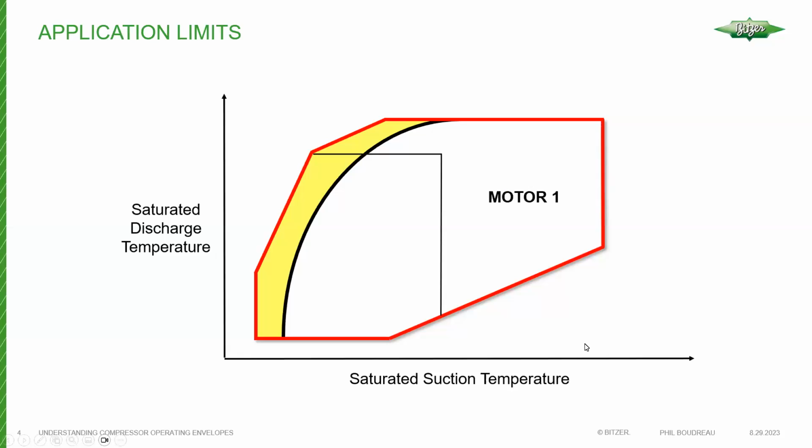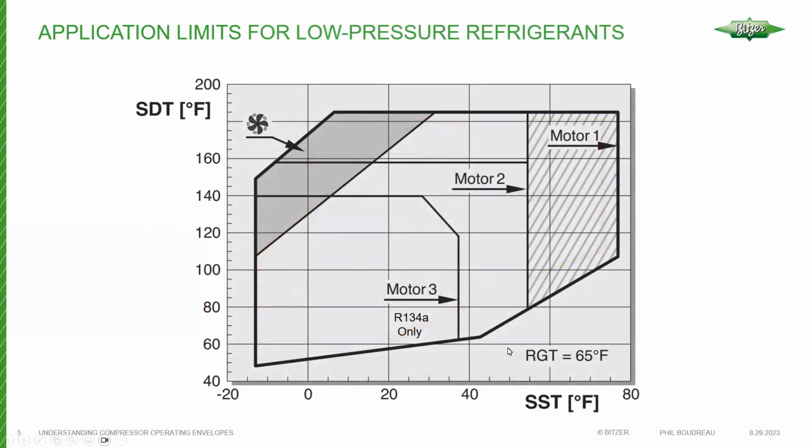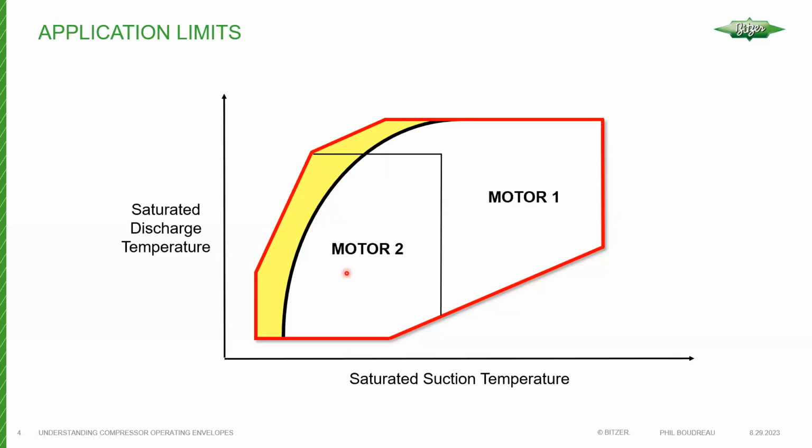Additionally, we'll have different motor sizes. For a given displacement, there is generally more than one motor. This will depend on the application and on the refrigerant type. First, we have motor 1 here, and then we'll have motor 2 in this particular envelope. So motor 1 is larger.